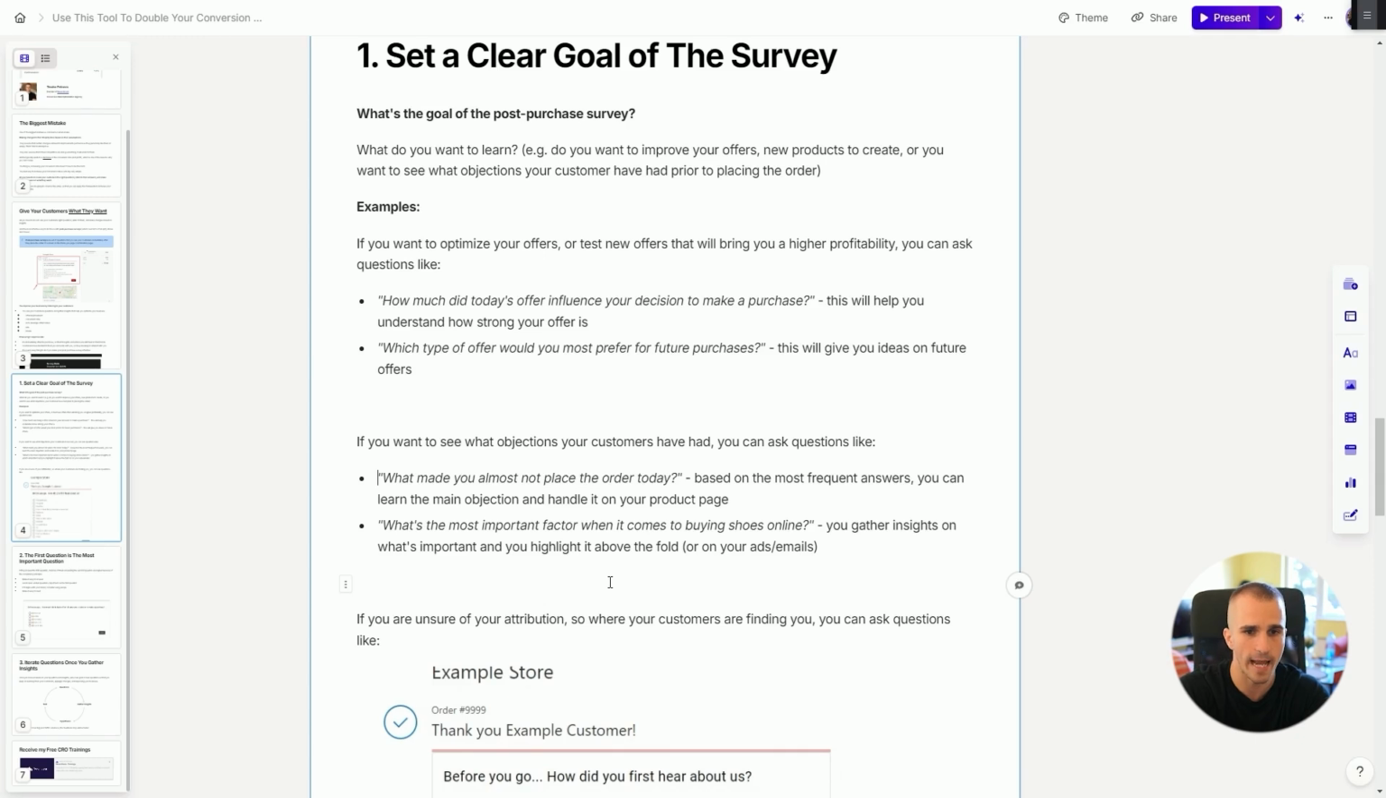The next thing that you can ask is, what's the most important factor when it comes to buying shoes online? This is for the shoes brand. You gather insights on what's important for your customers. You will see that one response is repeating the most, and you can highlight it above default. If you're selling jewelry and a high quality material is important, you can emphasize that above default, maybe with social proof, and more people will see that and resonate with that, and you will increase your conversion rate because that's the most important thing for your customers.